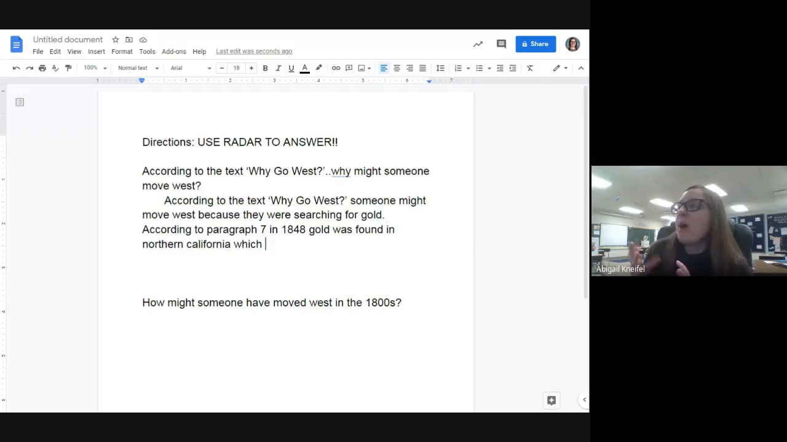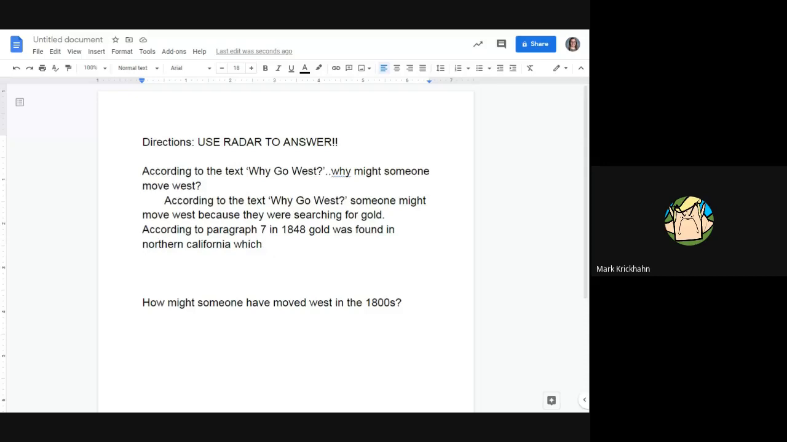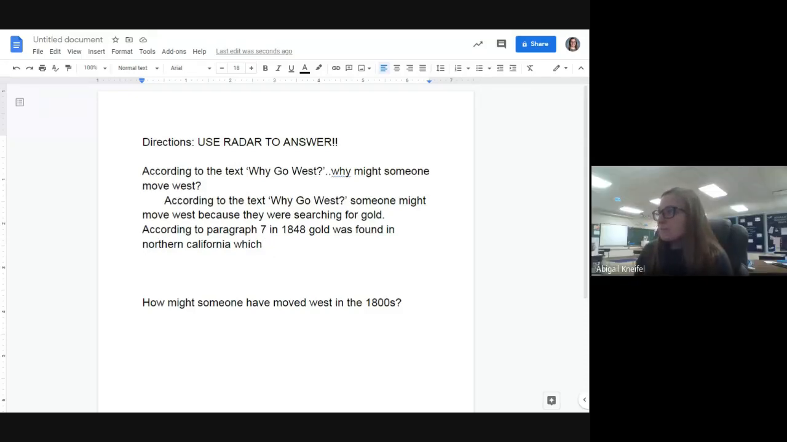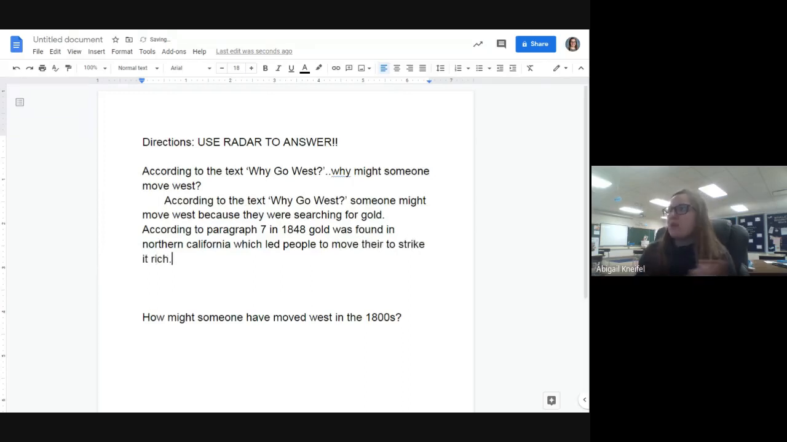All right, so someone might have moved west because they were searching for gold. According to paragraph 7, in 1848, gold was found in Northern California, which blank. Which people wanted to move there to strike rich or something? Right, which we could say found in Northern California, which led people to move there to strike it rich. Period. Ooh, cool. So we gave you one reason about the gold, and then we told you about the gold. So we have one reason down.